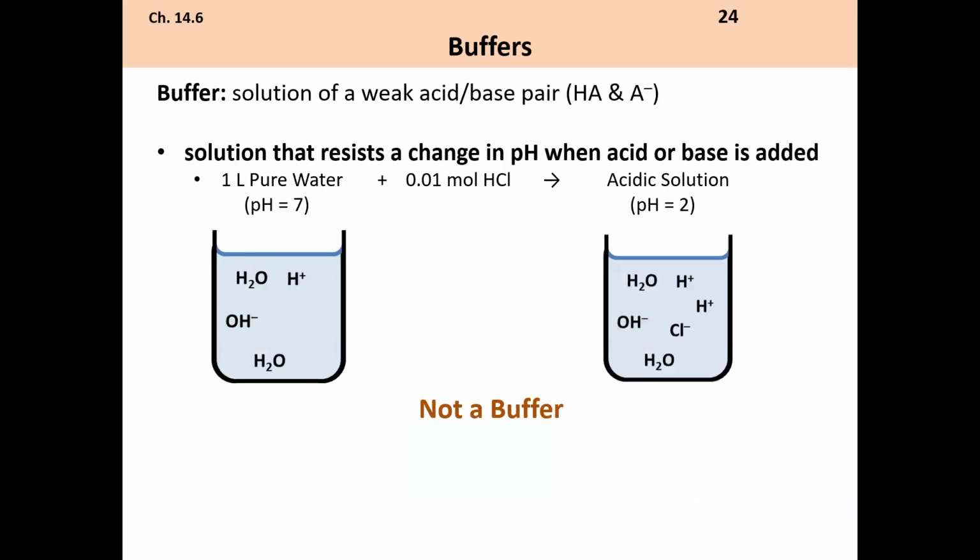Let's look at something that is not a buffer. Pure water, which is pH 7. If I have 1 liter of water, and all of a sudden I add in 0.01 mole of HCl, that HCl is going to produce H plus and Cl minus. And the pH, I could do the math, would end up being pH of 2. That is not a buffer. I added in some acid and it changes dramatically from pH 7 to pH 2.